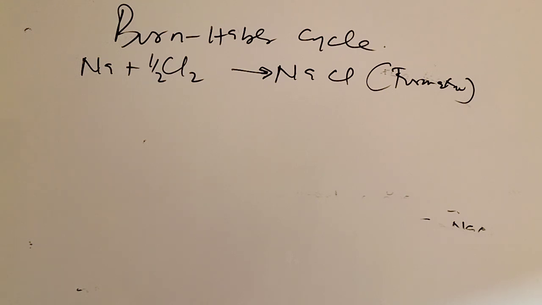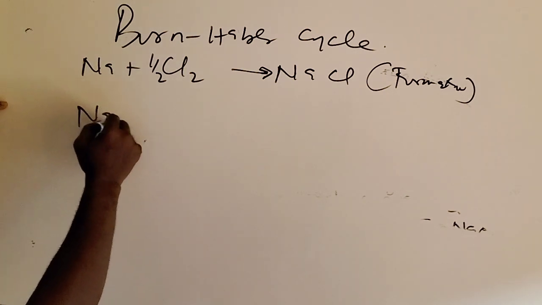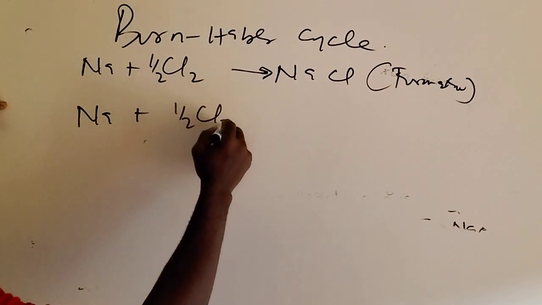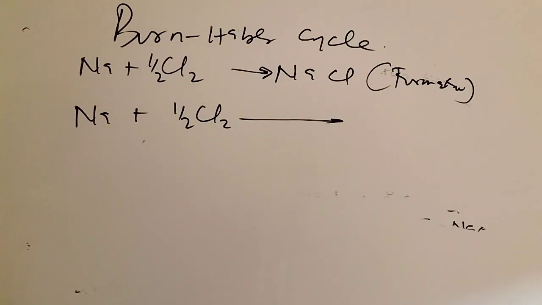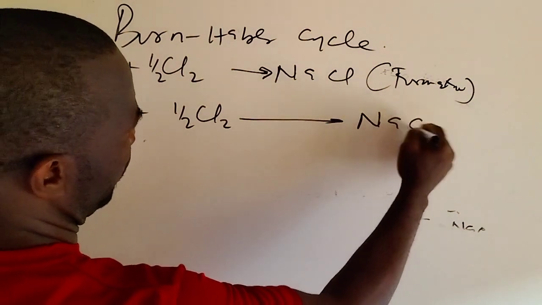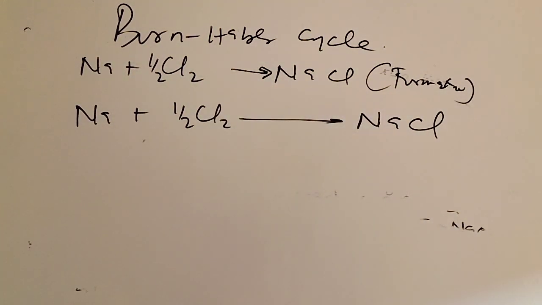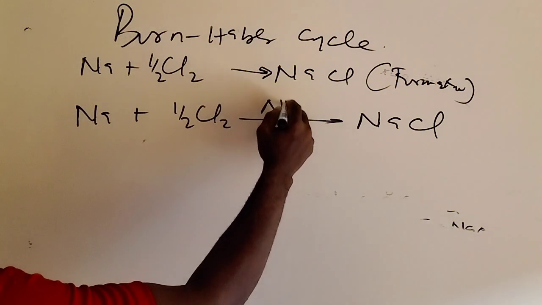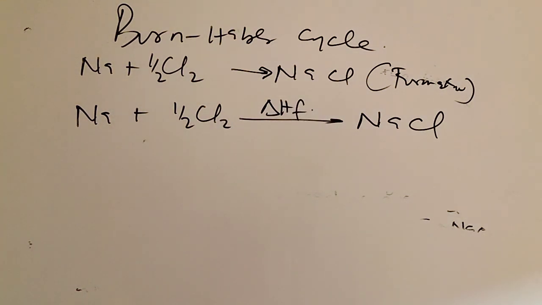So we'll now write Na plus half Cl2. You draw a long arrow, and then on the product side, you write NaCl, forming sodium chloride from the constituent elements. So what we need here is delta HF, the enthalpy of formation, forming sodium chloride from its constituent elements. Then after we have done that, we'll talk about sublimation. That's the first step we'll talk about.